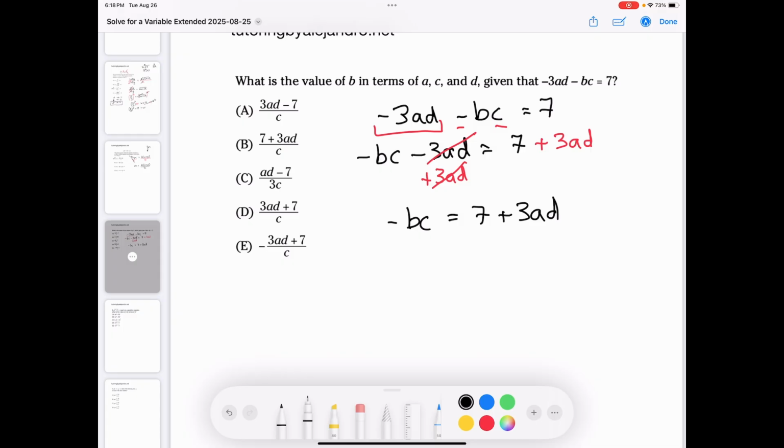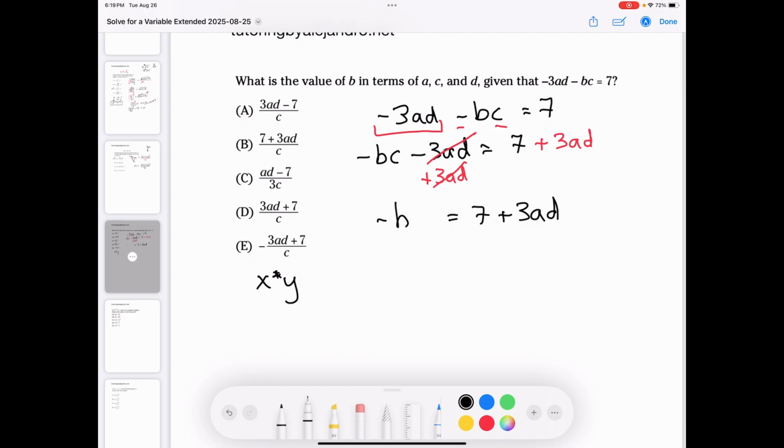Okay? All right, great. Let's continue by getting rid of the c. So what is the c doing? As an extension of what I told you guys before, remember when I said if you have a number next to a variable, that's multiplication. If you have a variable next to a variable, that is also multiplication, which means what you have here is negative b multiplied by c, right?